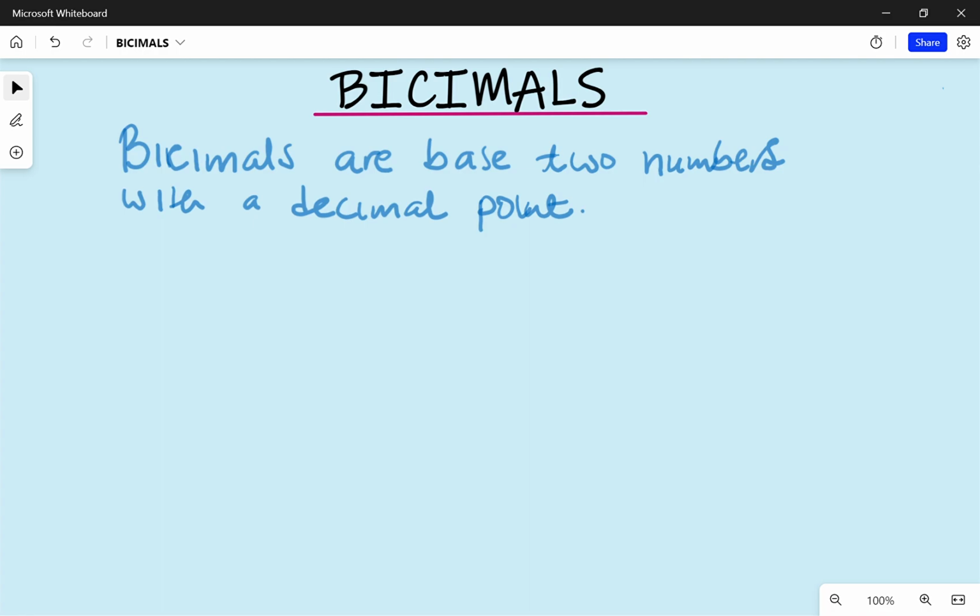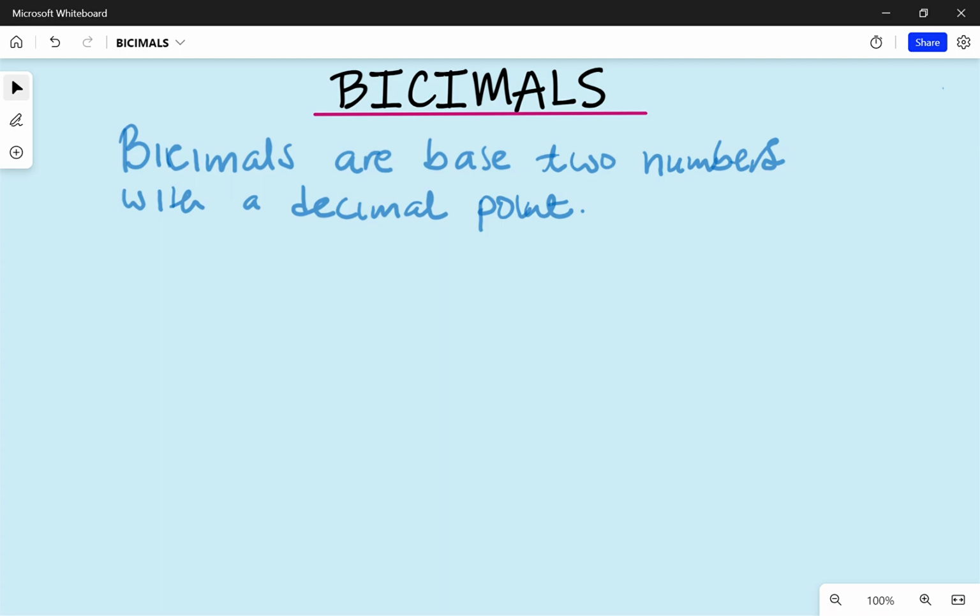So today I'll just show you how we can work with Bicimals. Now straight away, what is a Bicimal? The Bicimals are base 2 numbers with a decimal point embedded in them. Okay, any base 2 number that has got a decimal point in it is a Bicimal.